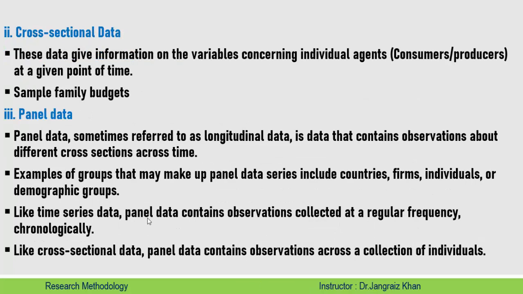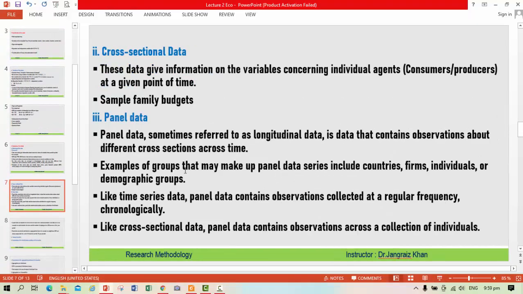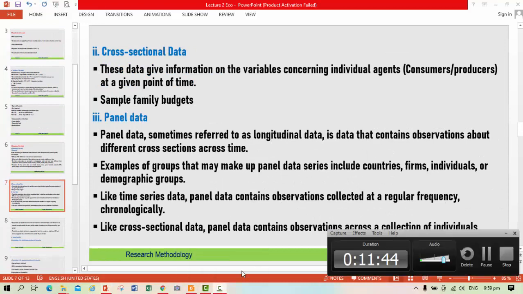The second type of data is the cross-sectional data. These data give information on variables concerning individual agents, consumers, producers at a given point of time. In other words, cross-sectional data is data which is collected at a point of time, and a good example is sample family budgets.